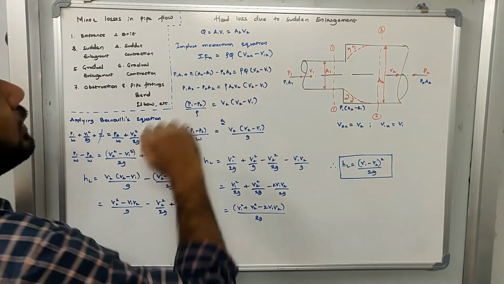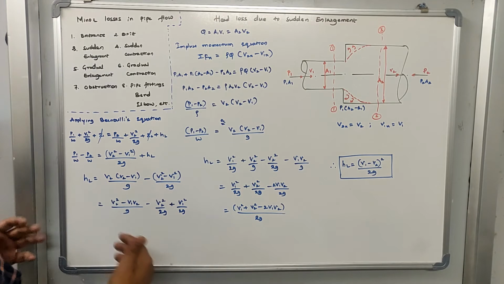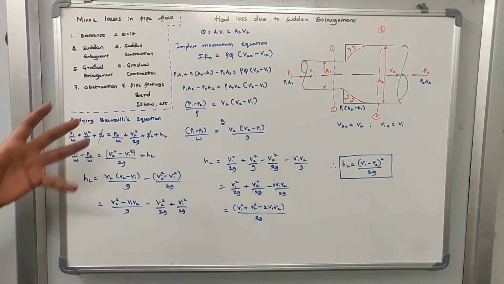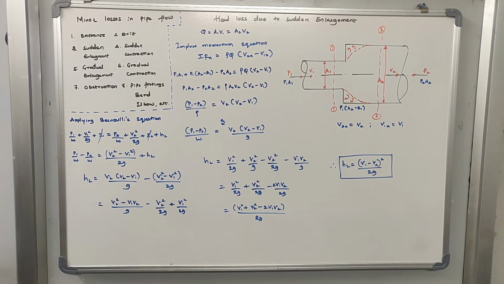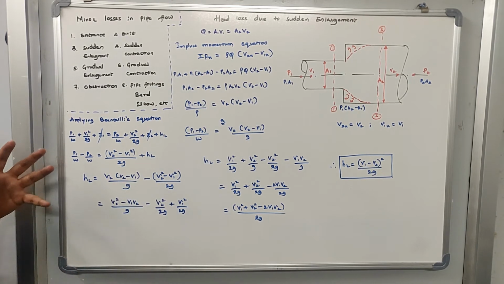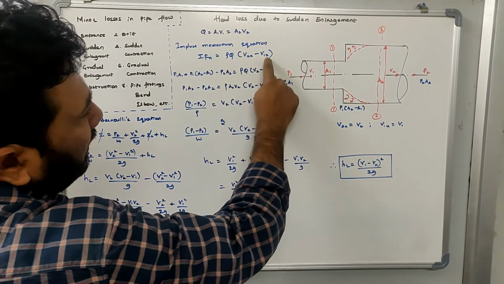Once we have written the continuity equation, the next step is to go for the impulse momentum equation. We have already discussed the impulse momentum equation, sir has already explained this. Where is it used? It was previously used to find the force in a bent pipe, right? So we are going to use the same equation. The impulse momentum equation says that the summation of all the forces in any given direction is equal to the rate of change of momentum. This is the equation sir had given you.